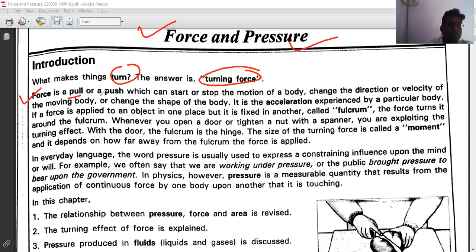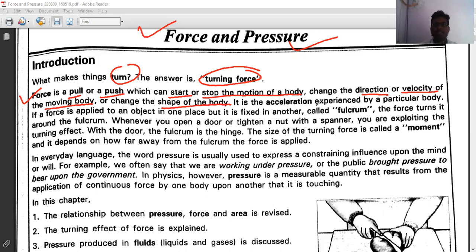Force is a pull or push which can start or stop the motion of a body, or change the direction or velocity of a moving body, or change the shape of the body. So force is a pull or push which can start or stop the motion of the body, or it can change the direction and or velocity of the moving body or change the shape of the body. So these are the four main things it can do.